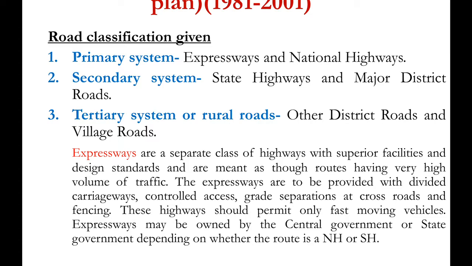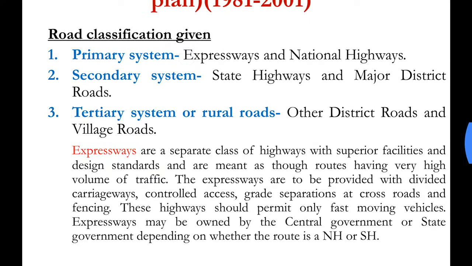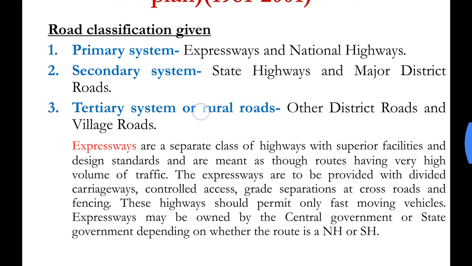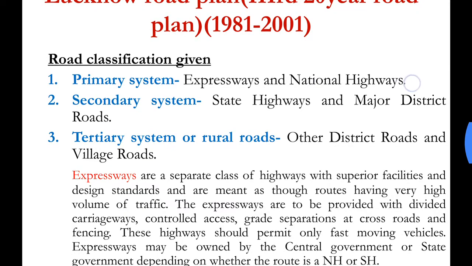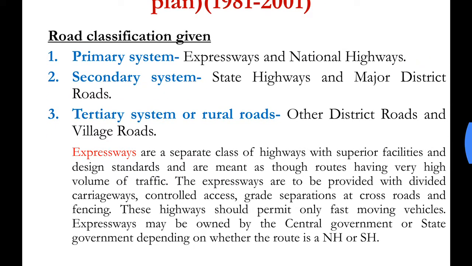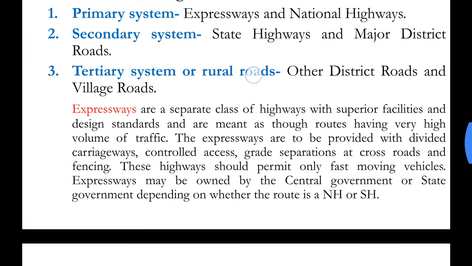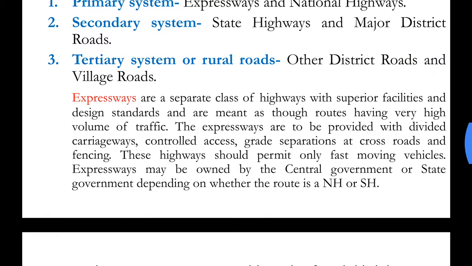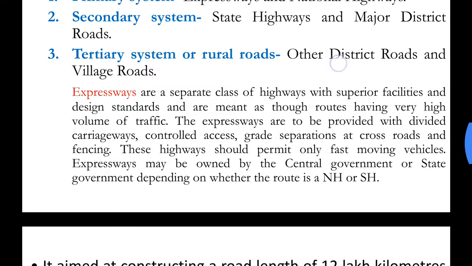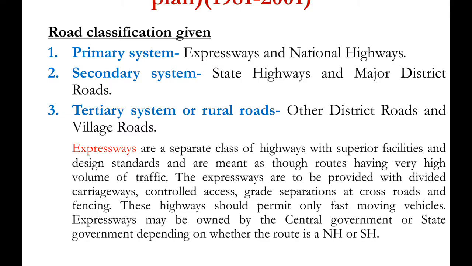According to this road development plan, initially a road classification was set up. Roads were classified based on three systems: primary system, secondary system, and tertiary or rural roads. Under the primary system, expressways and national highways were included. Under the secondary system, state highways and MDR or major district roads were included. And under the tertiary or rural roads, the other district roads, which is ODR, and VR or village roads, were included. Now we already know what national highways, state highways, MDR, ODR and VR mean.